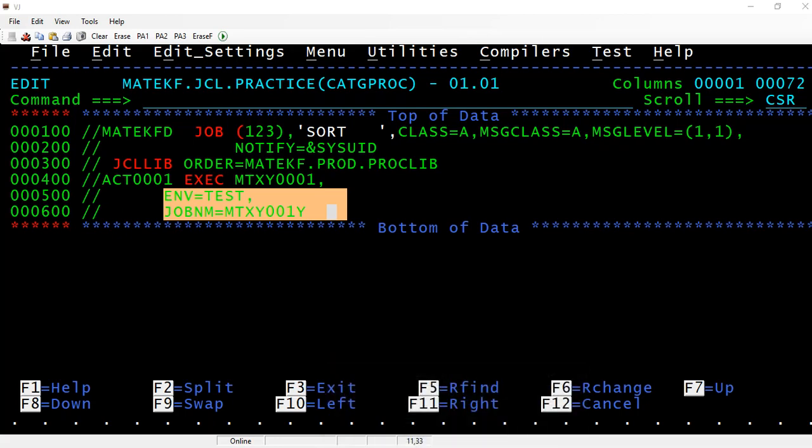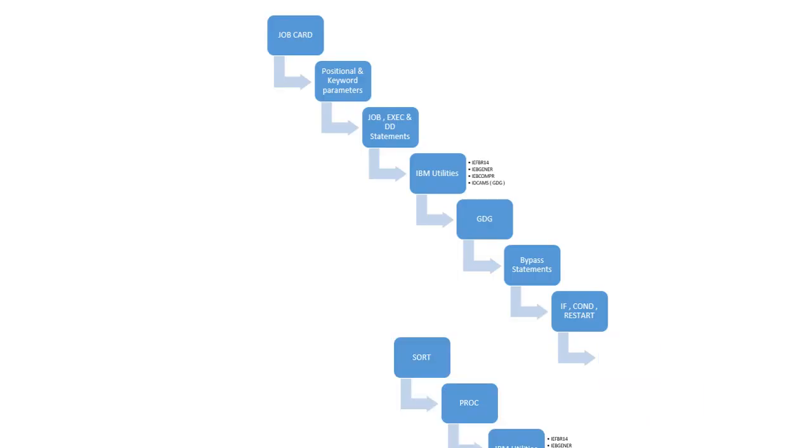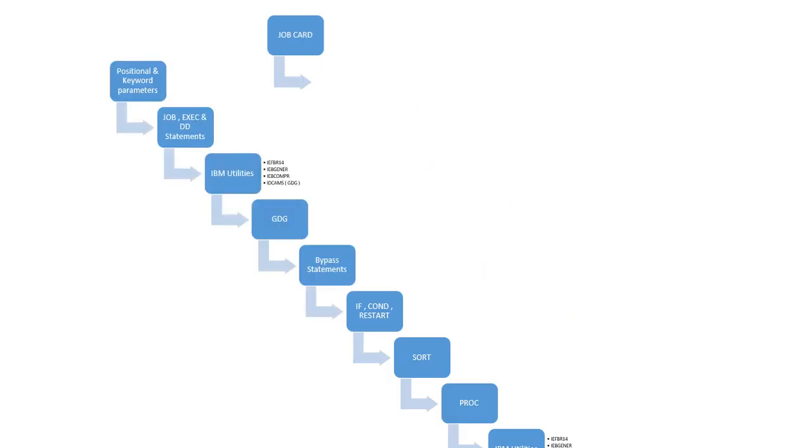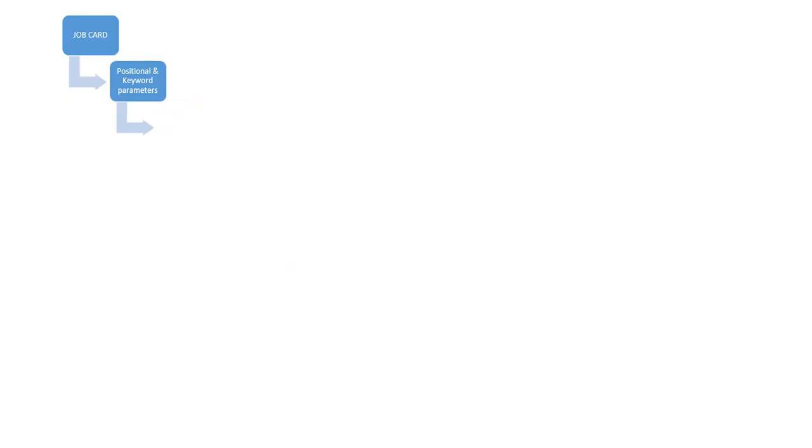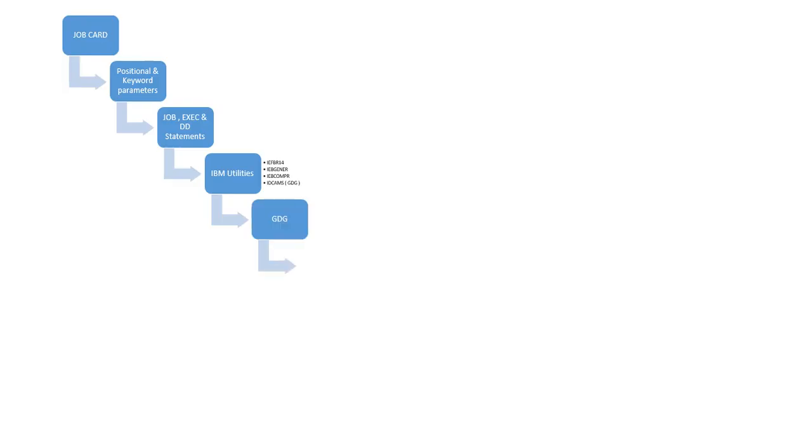So what are the things that we have covered so far? Let me go step by step. First we covered the job card, where we have the job operand followed by the job name, then the programmer name, accounting information, keyword parameters and positional parameters. Then we discussed positional parameters and keyword parameters at the job level and at the exec level. At the DD level, we saw the different keyword parameters that we use when creating our data sets. We saw what the job, exec, and DD statements are, and different IBM utilities like IEFBR14, IEBGENER, and IDCAMS.